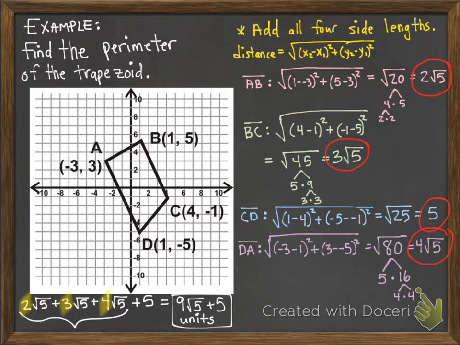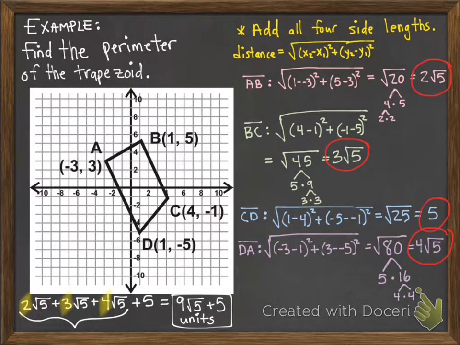We can't add the 9 and the 5 because the 9 has a square root of 5 attached, and the 5 does not. Think of them as like terms and not like terms. Everything with a square root of 5 is a like term, but 5 does not have a square root of 5 attached, so it's not like terms with the others and has to stay separate.